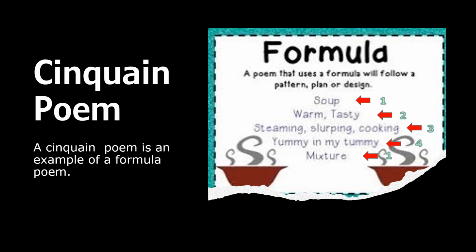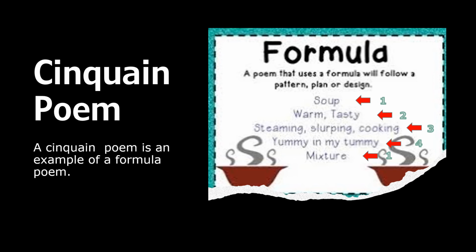Well, let's take a look at this poem. Here's the pattern and plan and design. The first word tells you what we're talking about, and it's only 1 word, soup. The next word kind of describes what the soup is like. Well, the soup is warm and tasty. The third line gives us 3 words that all end in ing. What is soup? It's steaming, slurping, cooking.